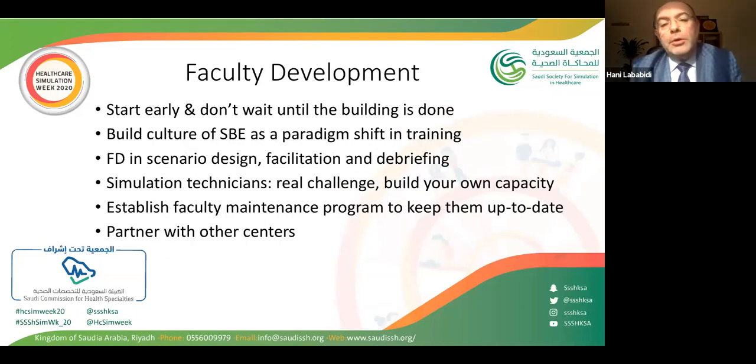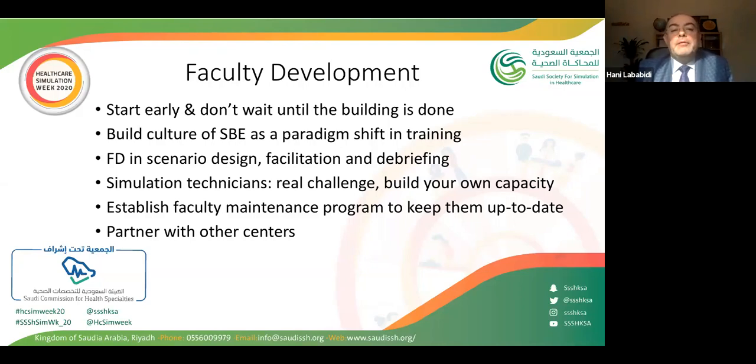Now, I'm going to take a few minutes to talk about faculty development. You cannot have a center without faculty. Faculty are very important. So start early on planning to develop faculty, even before starting the building, because faculty development takes time. There is a culture that you need to build in your institution about simulation-based education. It is a paradigm shift in training, so it's a different kind of training. Nowadays, it's more acceptable than 15 years ago when we started in this field. It was so difficult to convince people to use simulation.